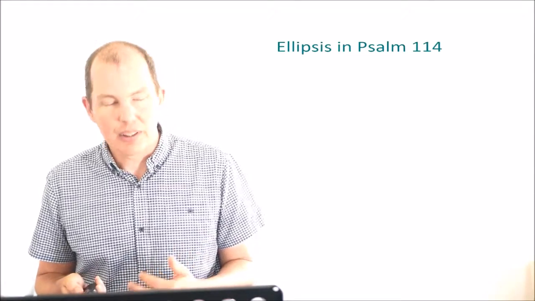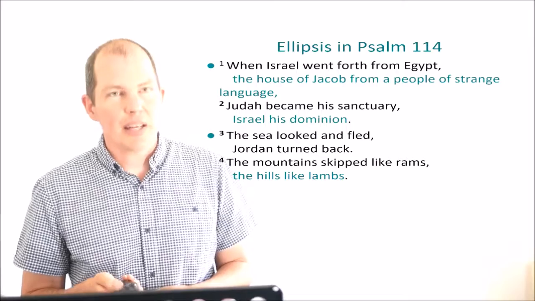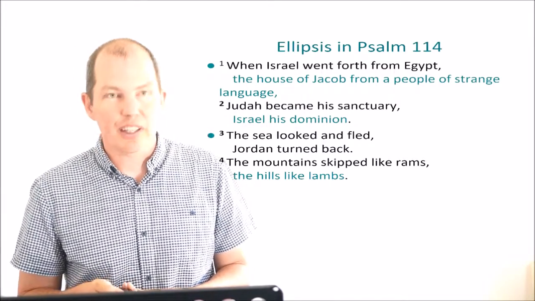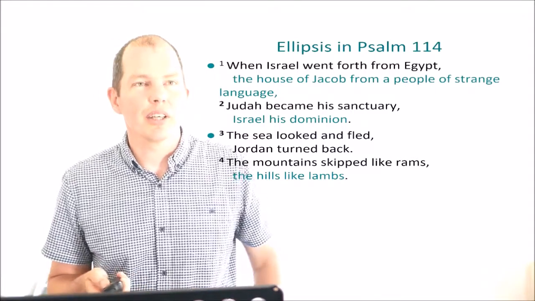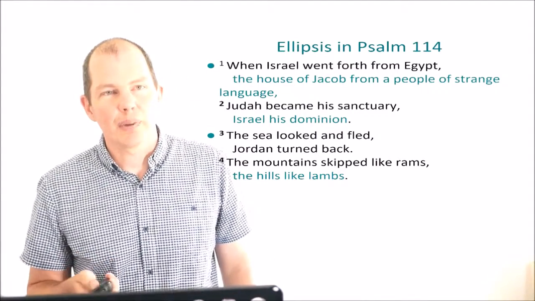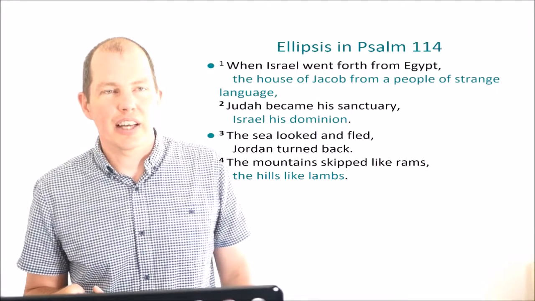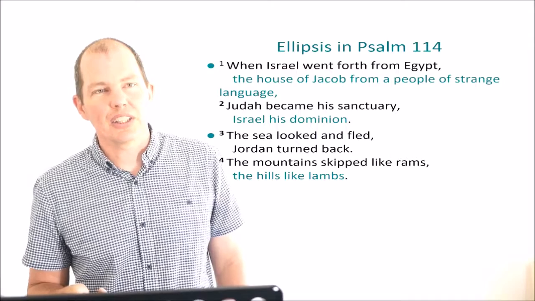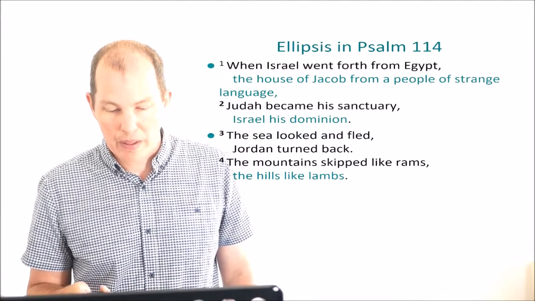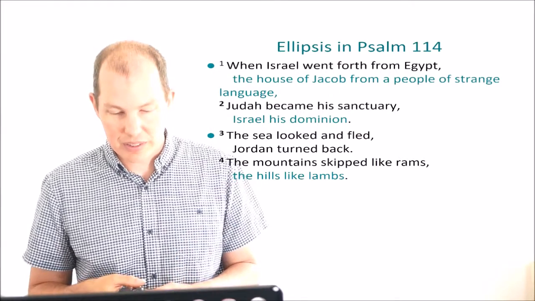To give a biblical example, ellipsis is very common in Hebrew parallelism. In this passage from Psalm 114, you can see at least 3 examples of ellipsis. When Israel went forth from Egypt, the house of Jacob from a people of strange language, Judah became his sanctuary, Israel his dominion. The sea looked and fled, Jordan turned back, the mountains skipped like rams, the hills like lambs. You can notice here that in all the blue lines there are no verbs.